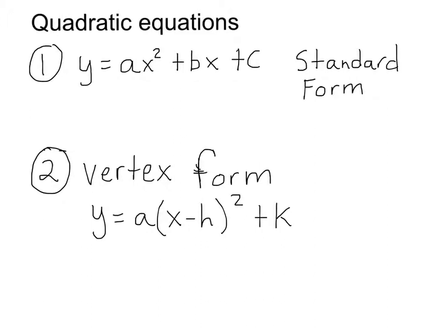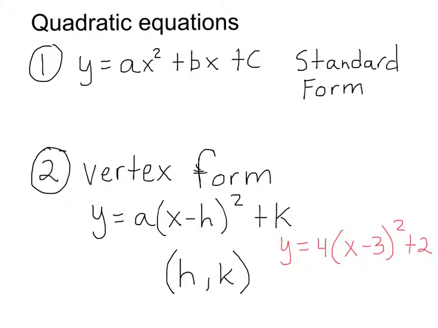Okay, so it's called vertex form because the vertex, when it's in this form, is the opposite of h and k. So you don't even have to do any work to calculate the vertex. That is it. Okay, now let me give you an example. Let's say that our equation is y equals 4 parentheses x minus 3 squared plus 2.